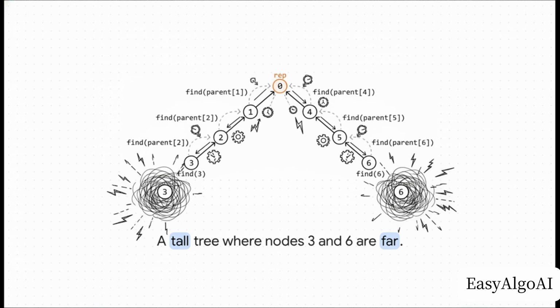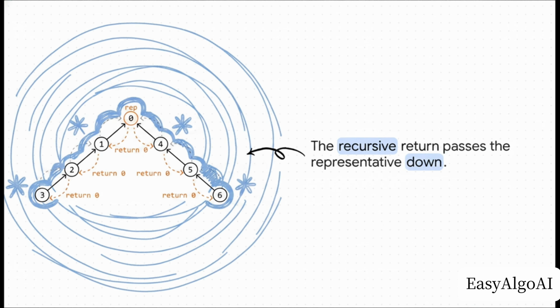Think about nodes 3 and 6, way down at the bottom of a structure. If we call our recursive find function on node 3, it has to hop to node 2, then node 1, before finally reaching the representative, node 0. That takes time. And if we have to do that repeatedly for nodes deep in the tree, we're just wasting computational cycles. But remember the true magic of recursion?